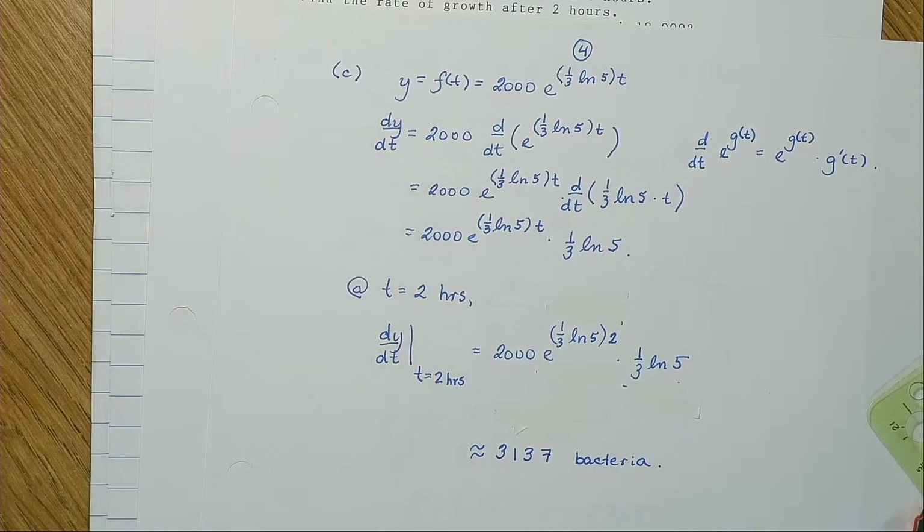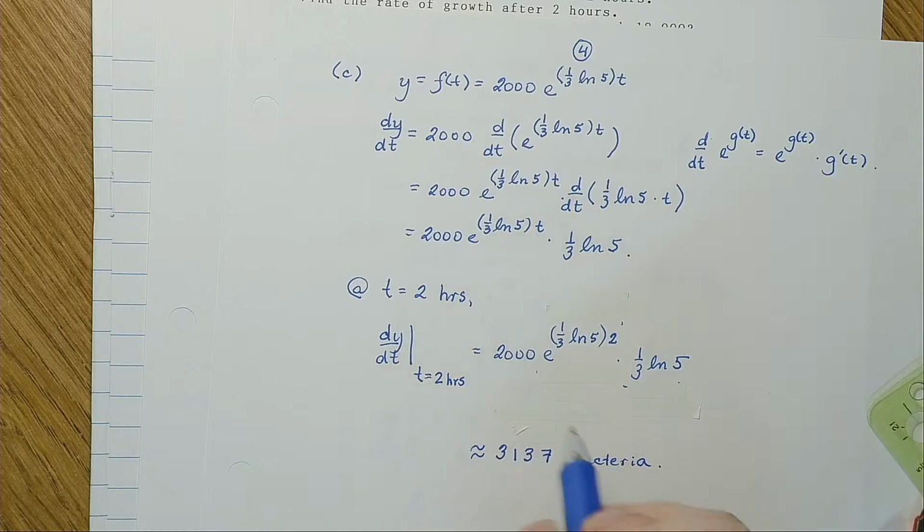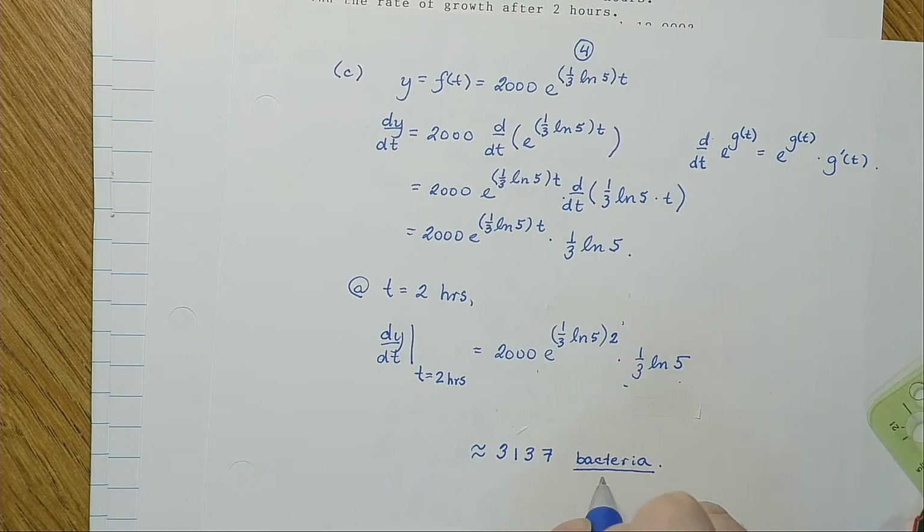So again, remember that this is a rate. So we have a dy by dt. So it's the number of bacteria over time, which is bacteria per hour. So at t equals 2 hours, we are expecting roughly 3,100 bacteria per hour, which is growing.